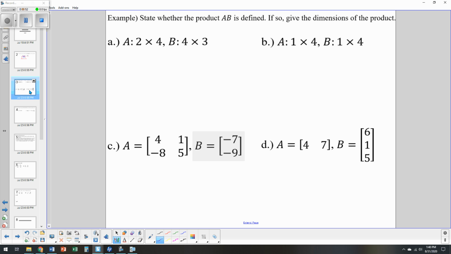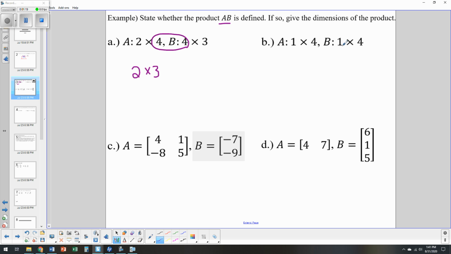In this example, we're just going to determine whether or not the product is defined. If it is, we'll give the dimensions of the product. So here I'm looking at AB, right? We're looking at AB for all of them. 4 and 4 are in the middle, so that matches. My result is going to be 2 by 3. Those are the leftover numbers, 2 by 3.